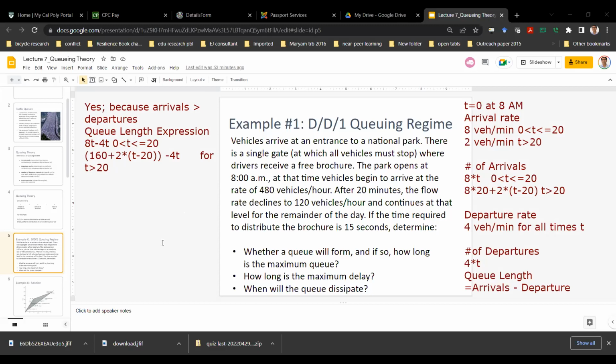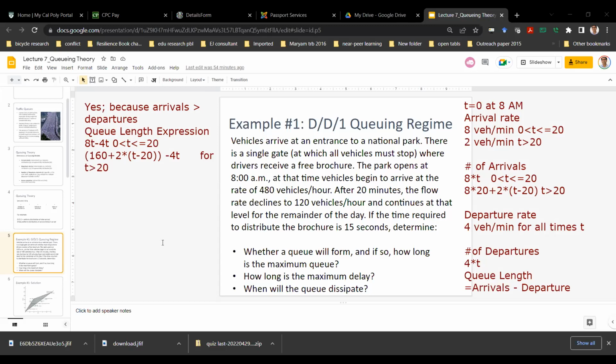Okay? So what time would the maximum queue length occur? T equal to 20, right? Because that's the point where the arrival rate reduces, and now you have fewer vehicles coming in every minute. So then the queue length will start to shrink, because now the departure rate exceeds the arrival rate. Now you can have more departures. Okay, so how long is the maximum queue? At t equal to 20, what's the maximum queue length? How many vehicles would be in the queue? 80, right? At that point, 80 vehicles will be in the queue, because 160 would have arrived, but only 80 would have left.